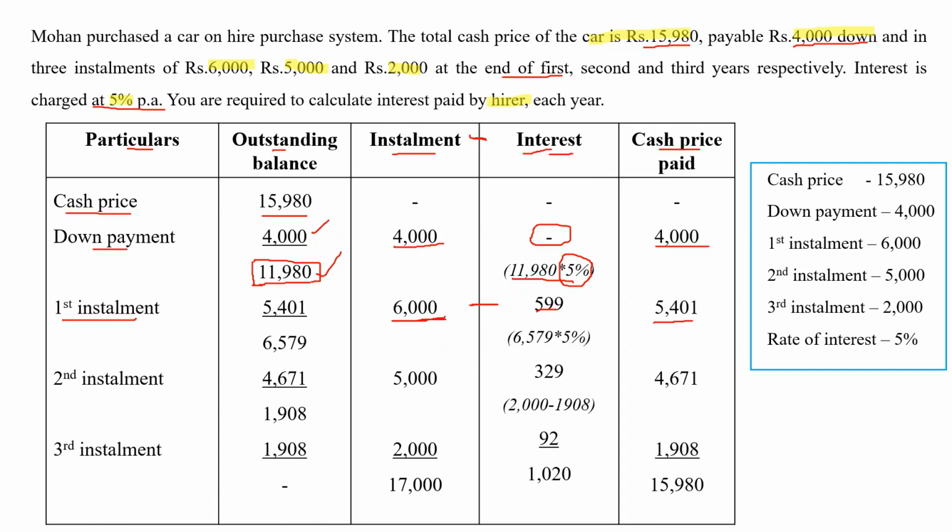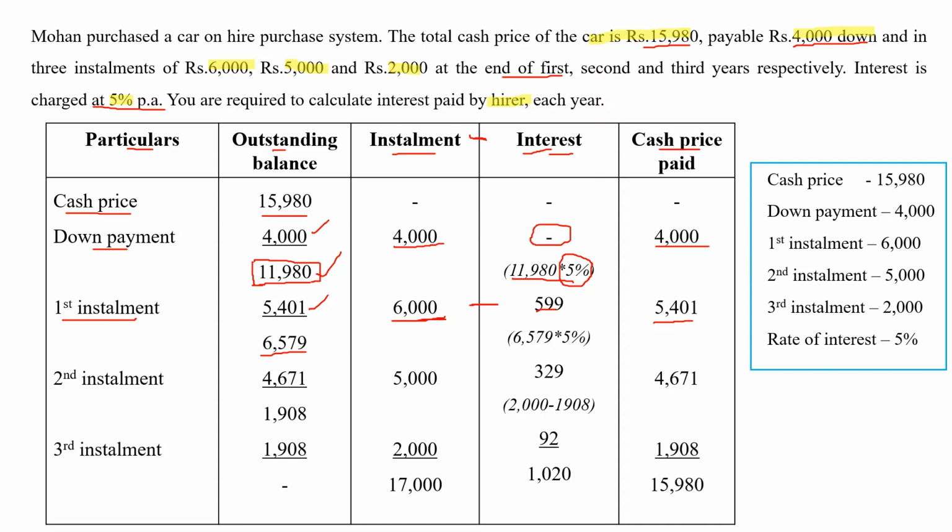Okay, you understood. Now, 11,980 was actually pending. Now the buyer has paid 5,401 cash price. So when he makes this payment, from the outstanding amount we have to deduct this 5,401 and the balance amount that is yet to be paid. Still 6,579 is pending. The buyer has to make this payment.